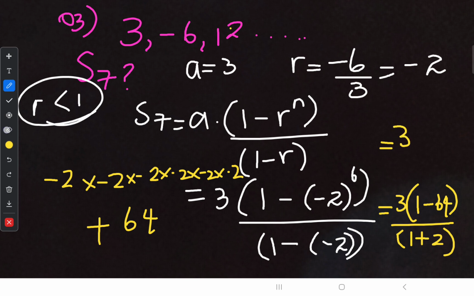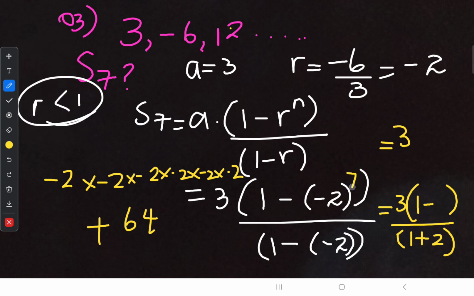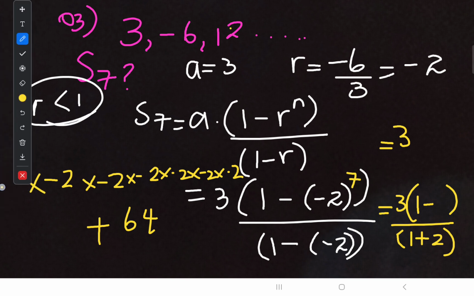Oh, sorry, it's power 7. No, sorry, my mistake. Power of 7. When I make any mistake, just tell me. Okay, it's negative 2, so it should be negative 128. So negative into negative, it's positive 128.